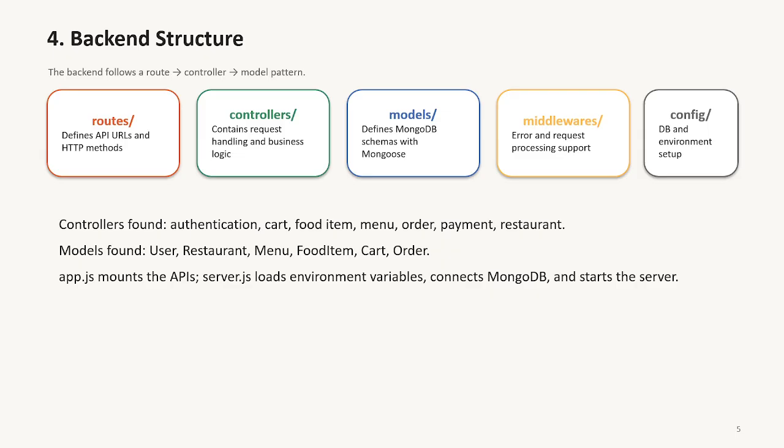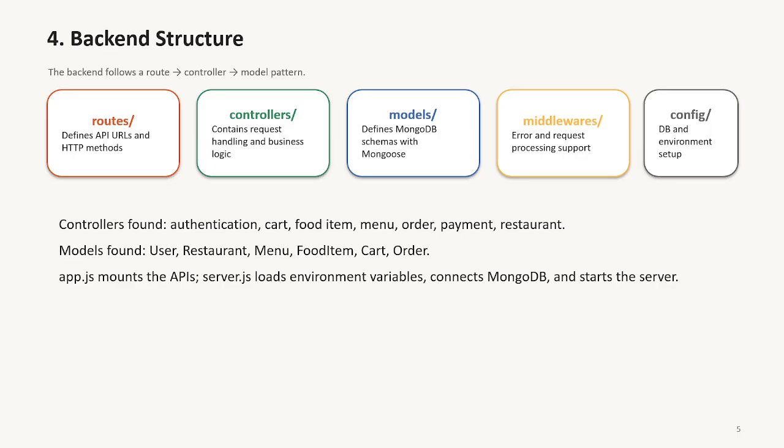The backend is divided into different folders. The first folder is routes. The routes folder contains all API URLs. Whenever the frontend sends a request, it first comes to the routes. For example, when the user clicks the login button, the login request first reaches the login route.